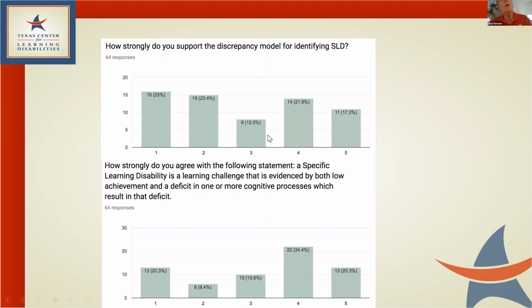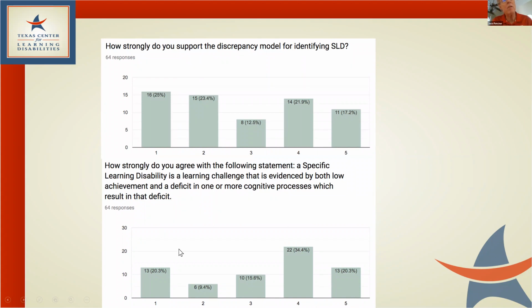And you can see there's a lot of controversy. A 5 means strong support, a 1 means little support. So here we have 48% of people saying they don't support it very much. And we have 38% saying that they do support it quite a bit.